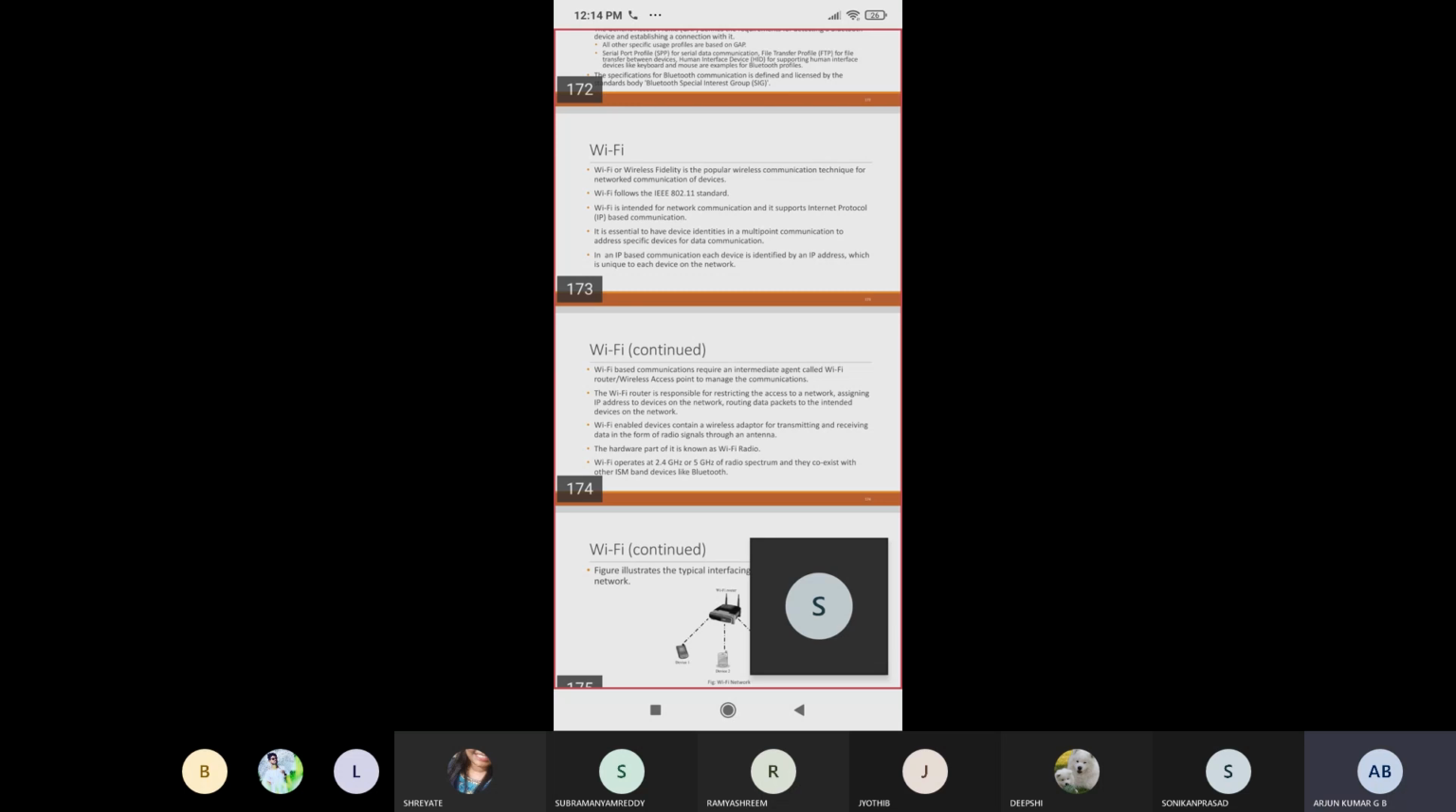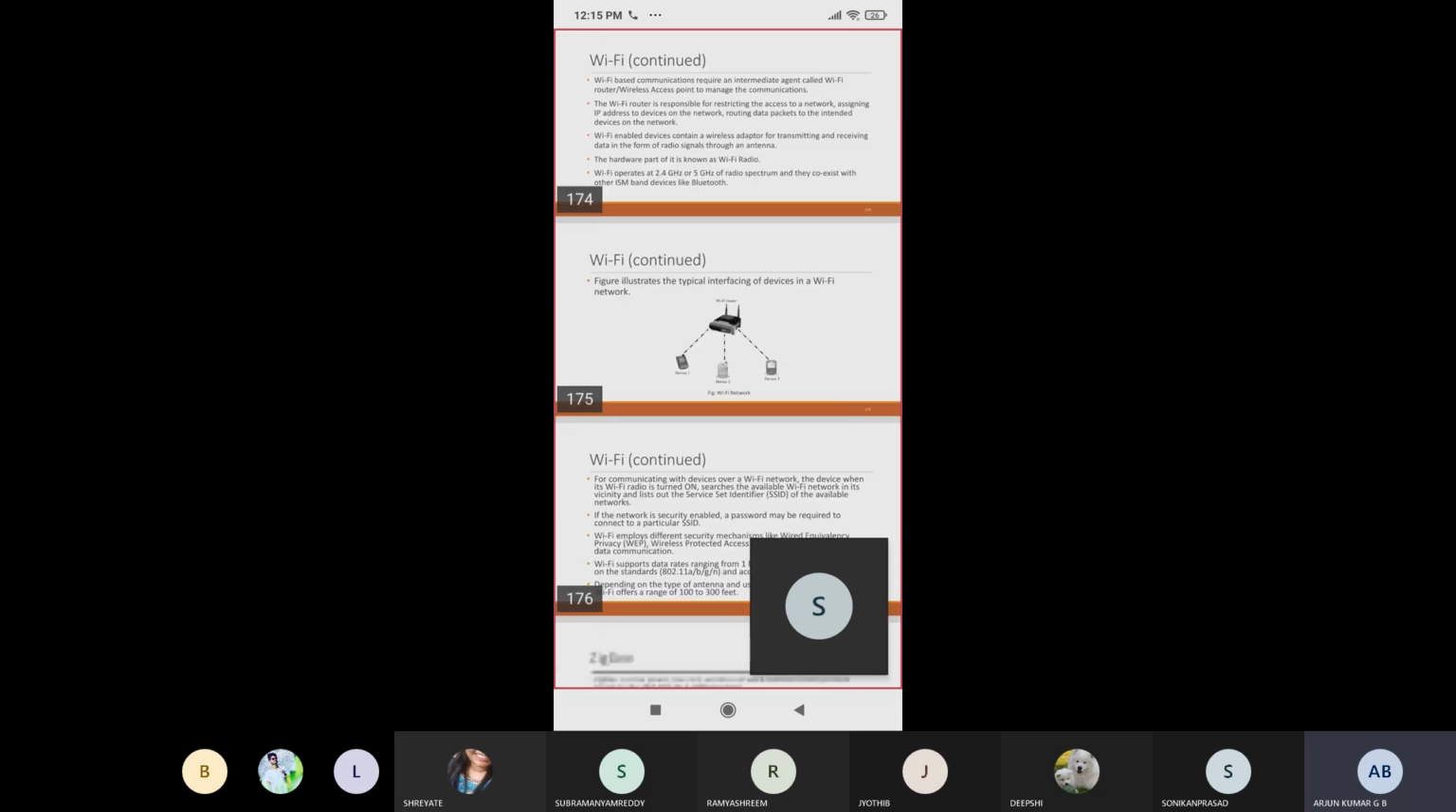Wi-Fi based communication requires an intermediate agent called a Wi-Fi router or wireless access point to manage the communications. You can see the router here in the figure of a Wi-Fi network. The Wi-Fi router is responsible for restricting the access to a network, assigning the IP address to devices on the network, and routing data packets to the intended device on the network.